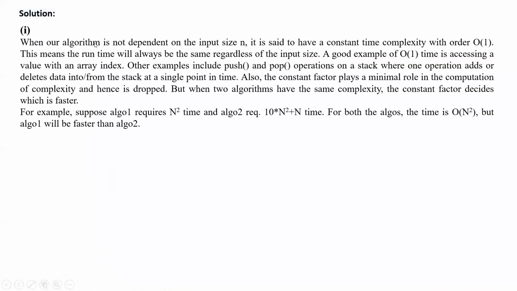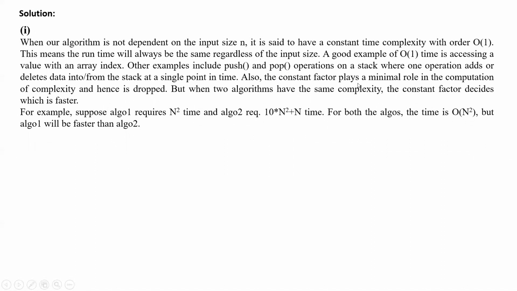First question. So, what is constant or constant factor? When our algorithm is not dependent on the input size, it is said to have constant time complexity or order big O(1). This means the runtime will always be the same regardless of input size. An example you can see is finding an array index, or push and pop operations in a stack, where only one operation of add or delete takes place into or from the stack. So these all have complexity 1.